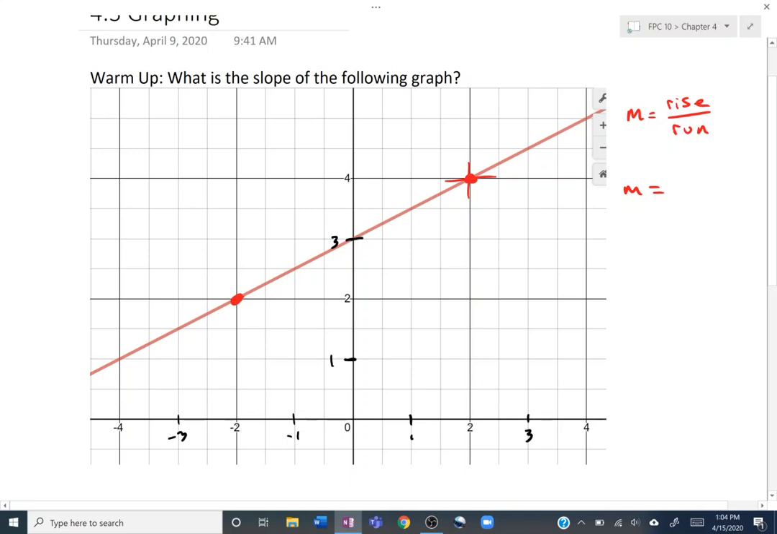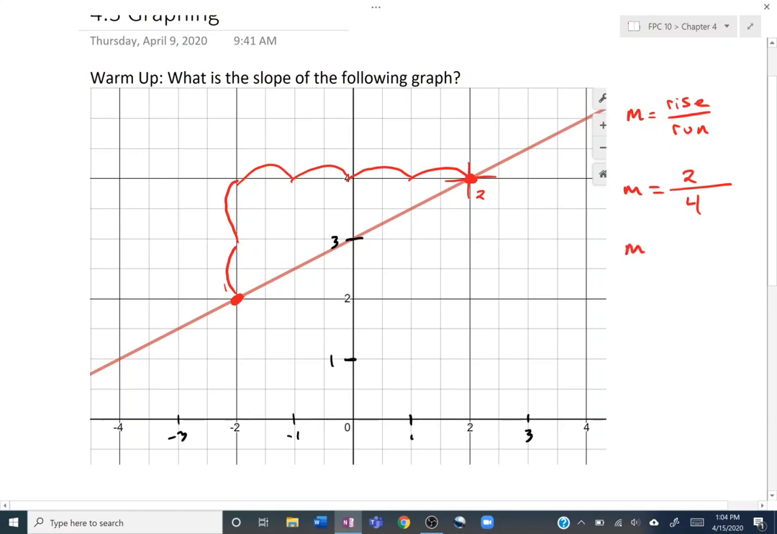In order to get from point 1 over here to point 2, I would have to go up 1, 2, so my rise is going to be 2, and my run is going to be 1, 2, 3, 4. So my run is going to be 4.